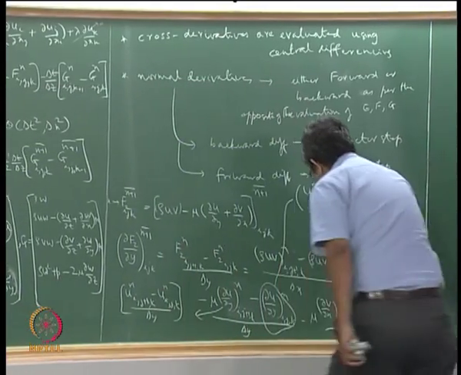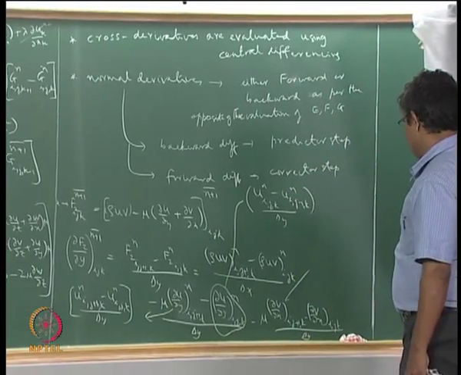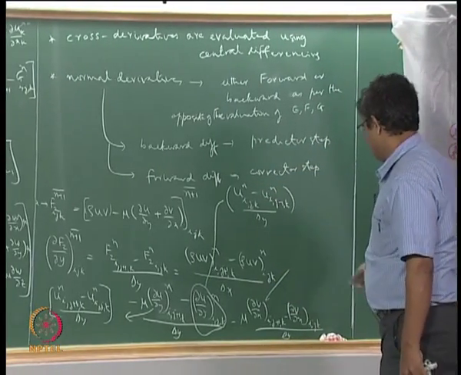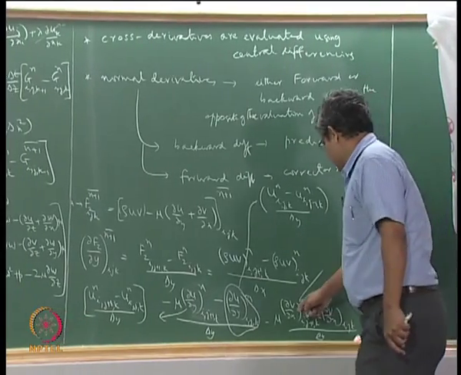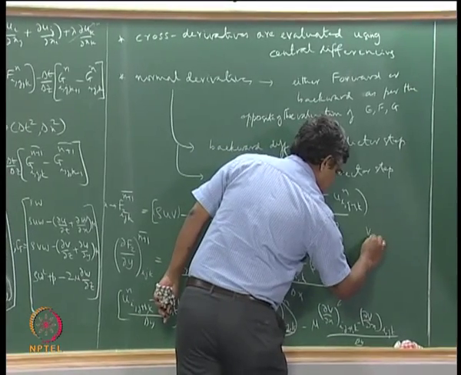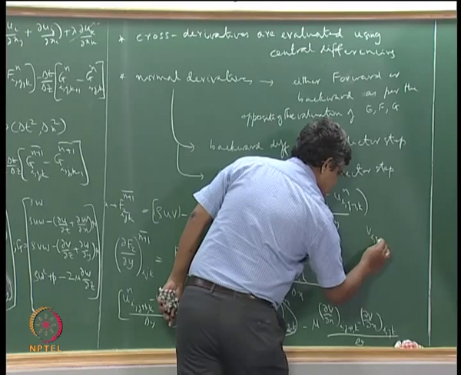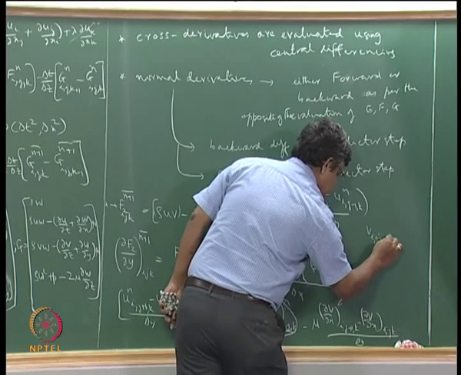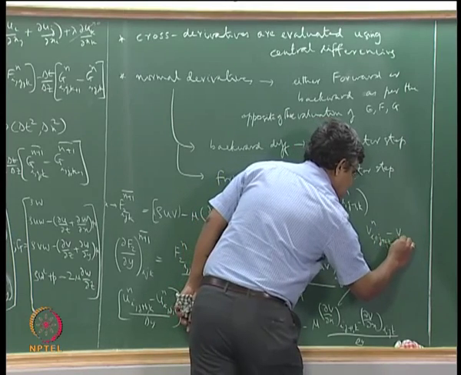And this one here has to be evaluated using central differencing, and this one also using central differencing. So we can write this one here as v at i, j plus 2, k, n minus v at i.